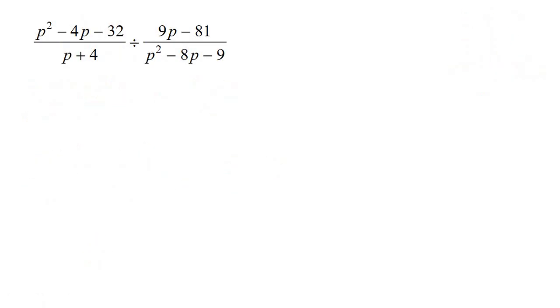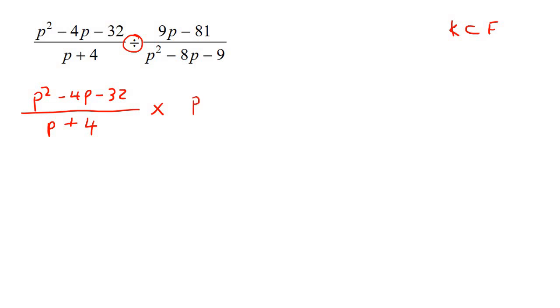Here's our next one. So it's got a little divide sign, so remember KCF. So keep, change, flip. So keep the first one, the first fraction, that's what we mean. Change the sign, and then flip the trinomial upside down. Now we're going to go and factorize. So this is a trinomial. So you got to try to think about this trinomial.